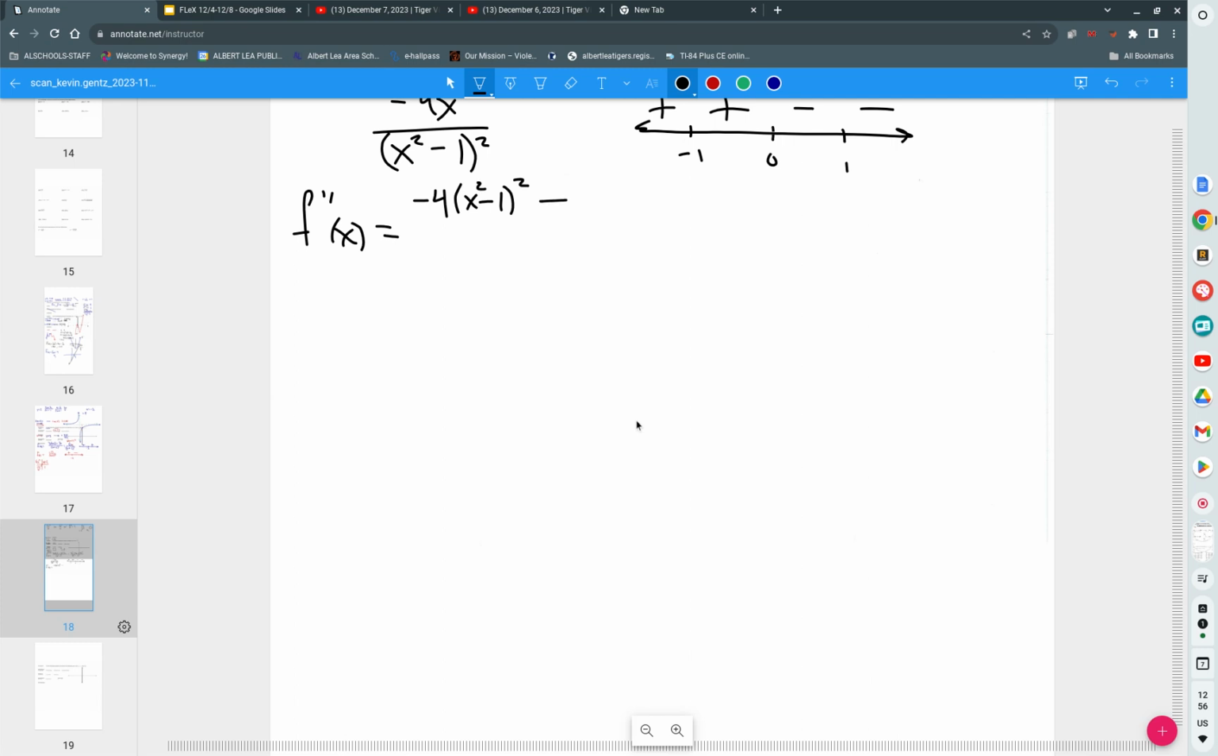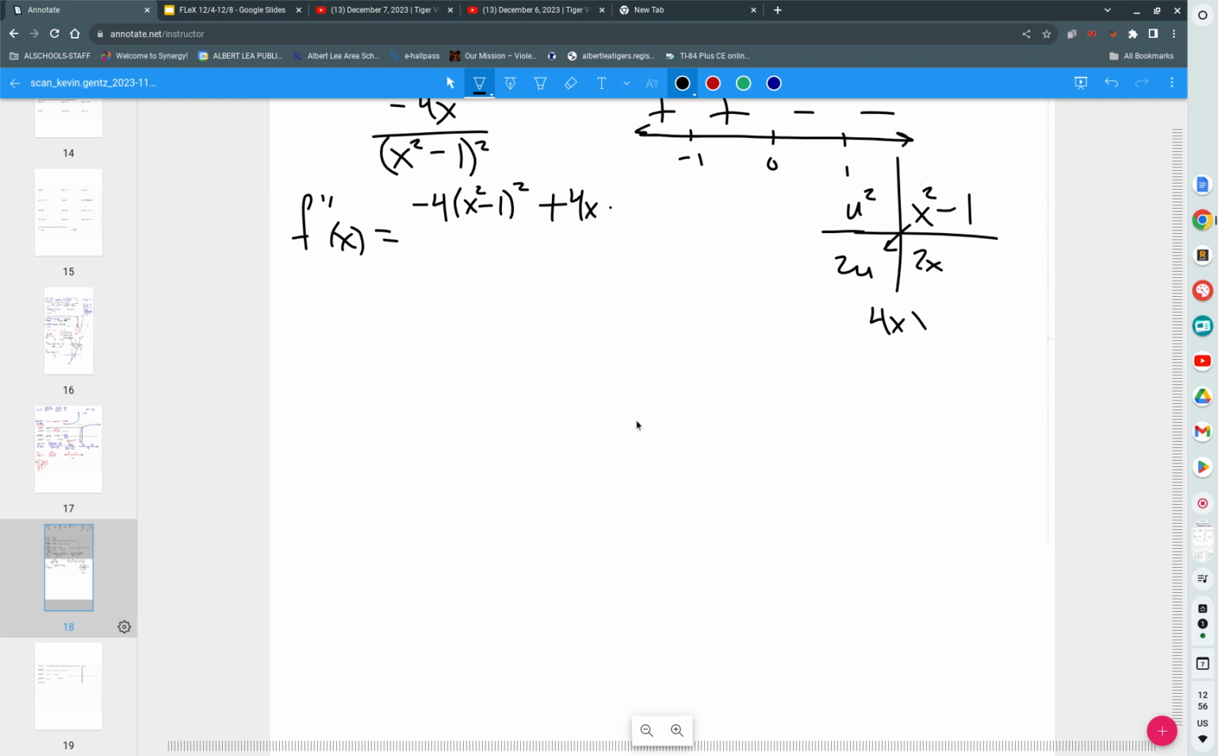Minus, what the top is negative 4x, right? So I could write plus 4x times the derivative of the bottom. How will we do the derivative of the bottom? Chain rule. So I have u squared, I have x squared minus 1, 2x and 2u. It looks like a 4x times x squared minus 1.